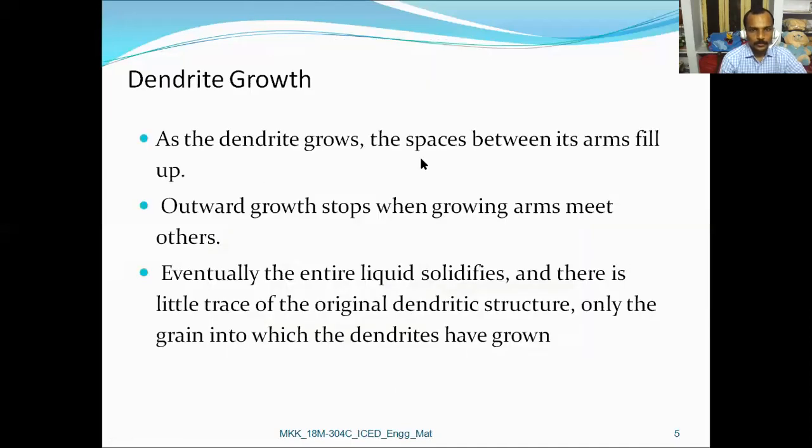As the dendrites grow, the spaces between its arms fill up. Outward growth stops when growing arms meet others. Eventually, the entire liquid solidifies, and there is little trace of the original dendritic structure, only the grains into which the dendrites have grown. So the spaces between the arms fill up, the arms meet the others, and then the liquid solidifies, where little trace of the original dendritic structure is available.